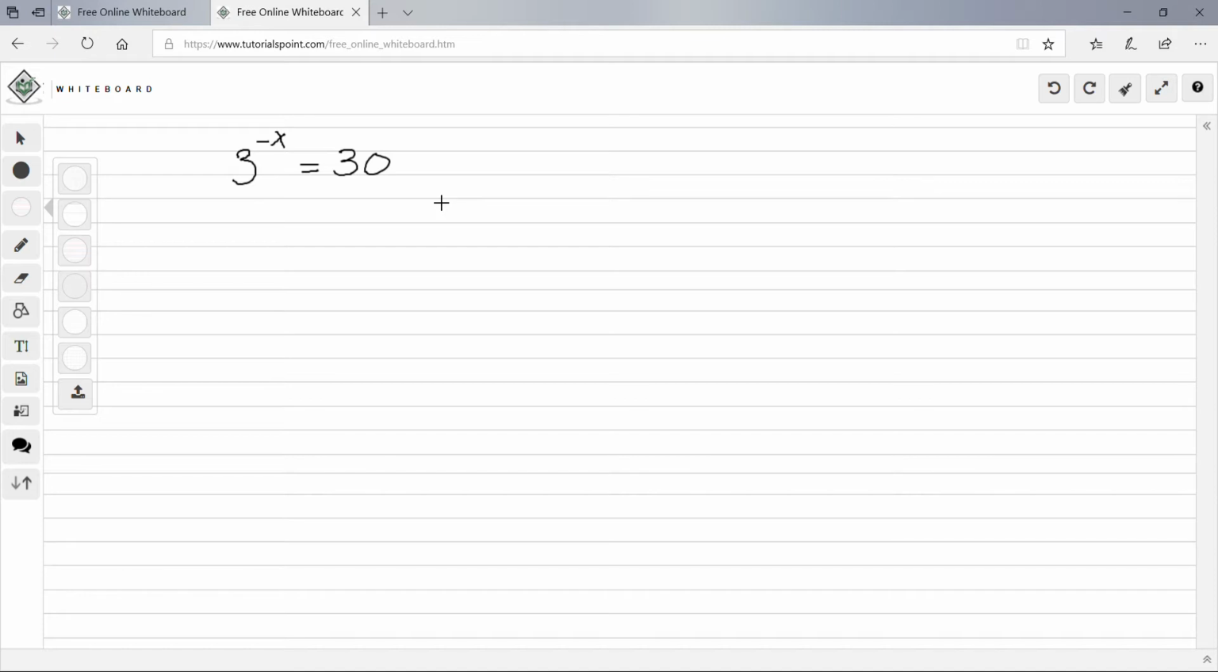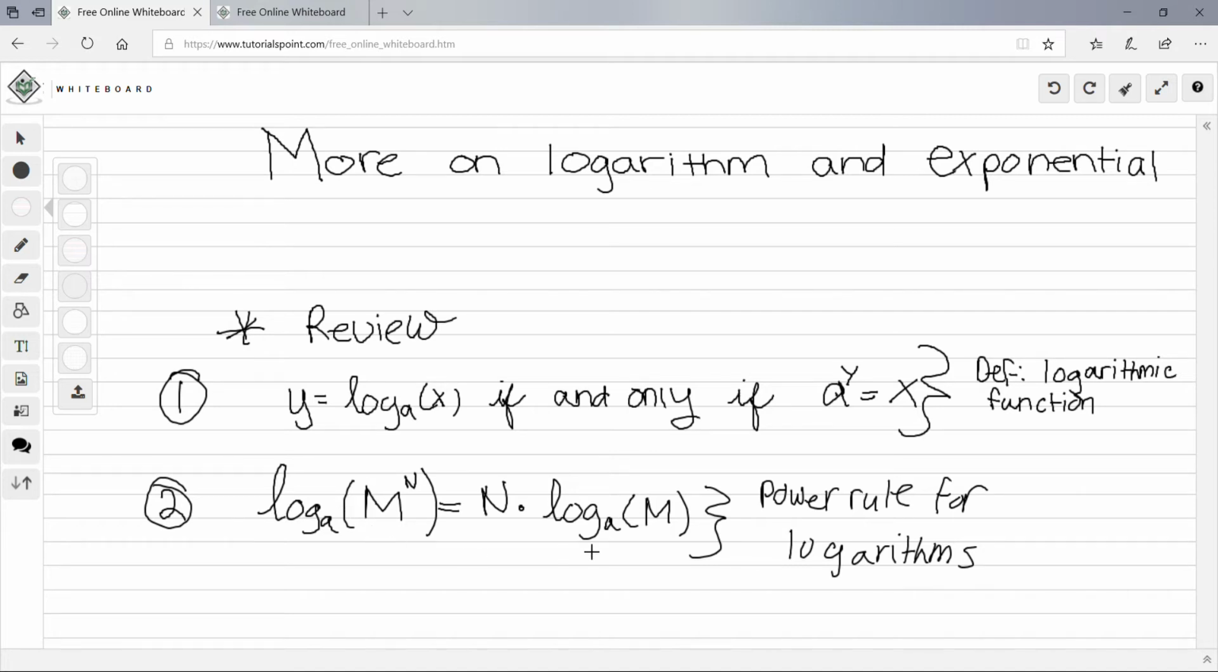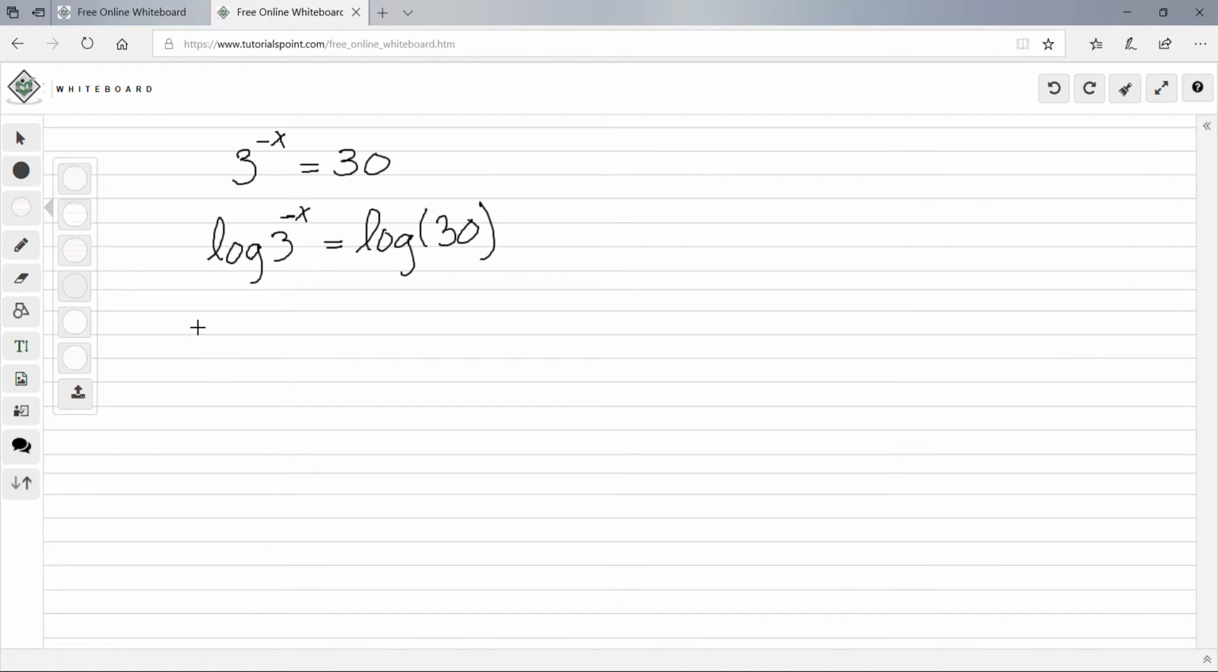So what we're going to do is we're going to have to take logs of both sides. Notice that I'm not going to use natural log because I don't have an e anywhere. So I'm going to use log. So I'm going to do log of 3 to the negative x equals log of 30. So remember our power rule for logarithms, whenever you have an exponent, you put it in front of the log. So over here, this negative x is going to be in front of the log, so it's going to be negative x log 3 equals log of 30.